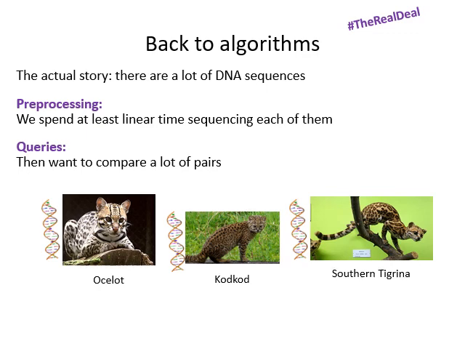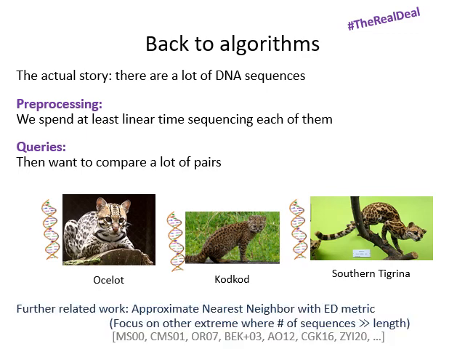We have a preprocessing step comparable to the sequencing of the DNA. That might take linear time, maybe even more. And then we have a lot of pairwise queries that we want to be as fast as possible. Before we continue, I want to mention there is another line of work on approximate nearest neighbor with edit distance metric. The focus there is on the other extreme case where the number of sequences is much larger than the length. Whereas we focus on the case where the number of sequences, or the number of pairwise comparisons that we want to make, is within a polynomial factor of the length of each sequence.